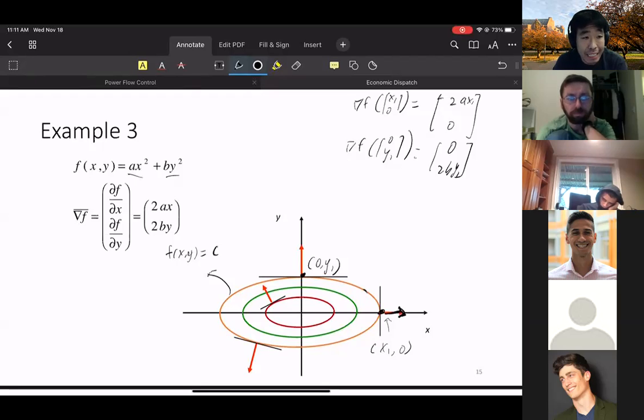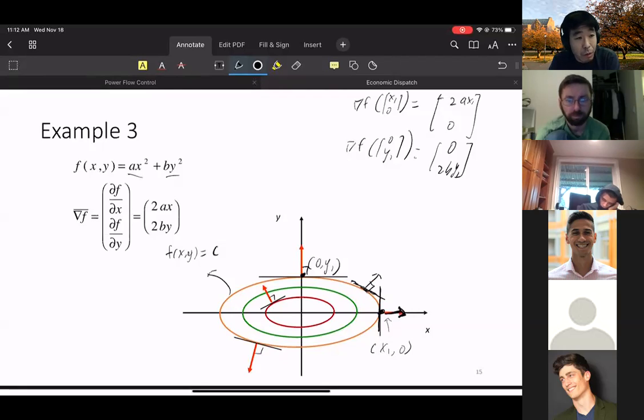And the gradient is perpendicular to the tangent of this ellipse, okay? So at this point, this is the tangent, and the gradient is perpendicular to it. If you look at this point, this is the tangent, and the gradient turns out to be perpendicular to all these tangents. Okay, so the geometric interpretation of the gradient is that they are the perpendicular vectors to the tangent of the level set of the function at a particular point. Okay, so this is what it tells us. And this is the geometric interpretation of the gradient.